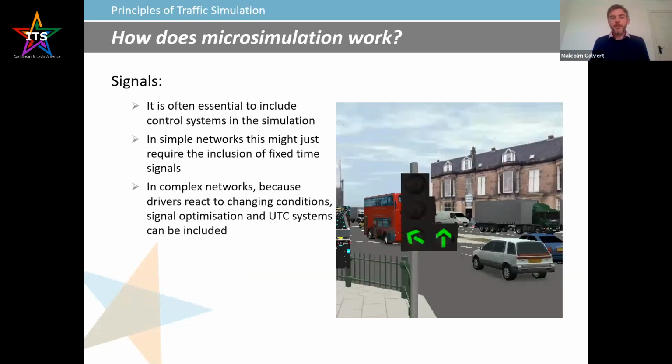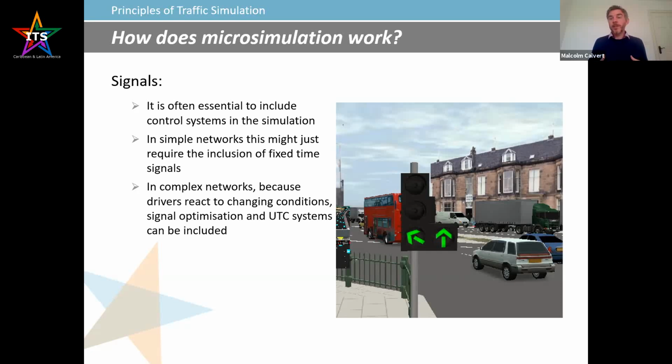Now, another key part of microsimulation is traffic signals. These are fundamental to any traffic simulation or microsimulation product. And so it's really important to be able to include these within the simulation. But in some ways, the rules are very straightforward with traffic signals. You've got red and green for stop and go, and then depending on which country you're in, you will have slightly different configurations of that.